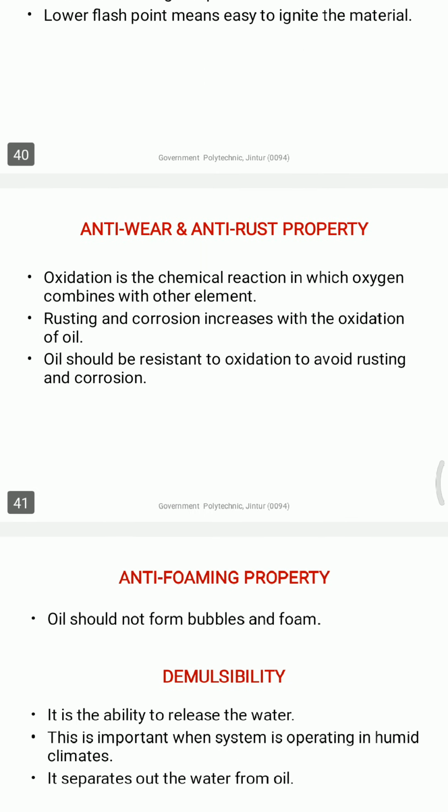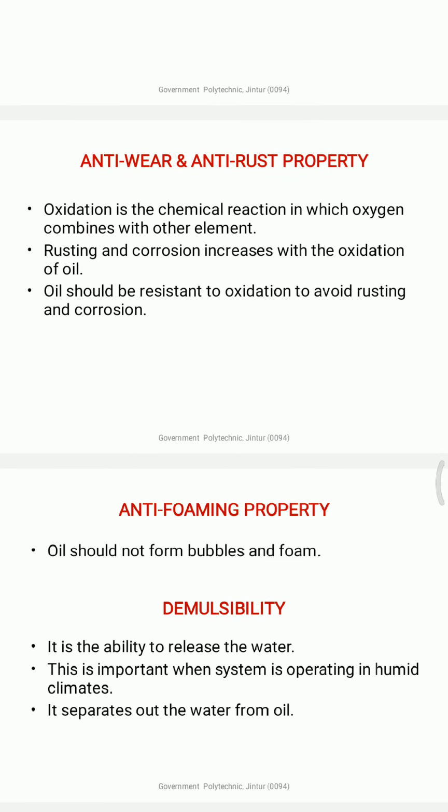Now the next property is the anti-wear and anti-rust property. The oil should have anti-wear and anti-rust property. Oxidation is the chemical reaction in which oxygen combines with another element, and this oxidation causes rusting. We know Fe, when it reacts with oxygen, forms Fe2O3. This is nothing but the rust, ferric oxide. So the same thing is written: rusting and corrosion increase with oxidation. Oil should be resistant to oxidation to avoid rusting and corrosion.